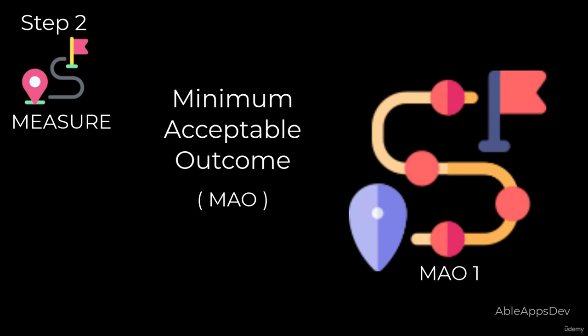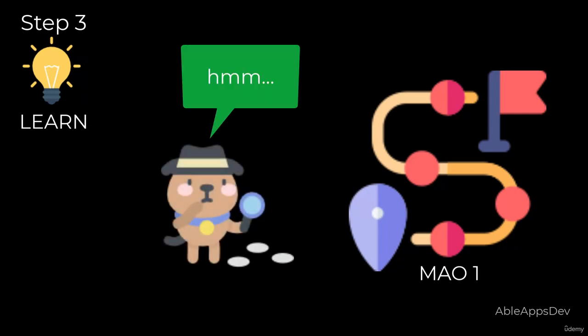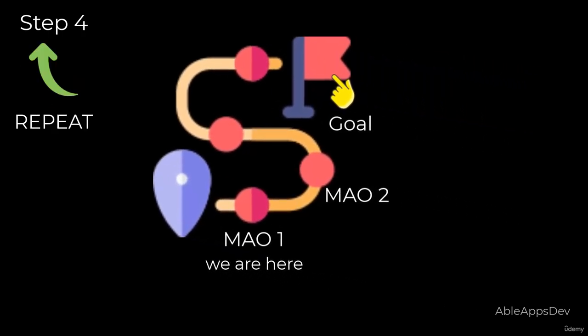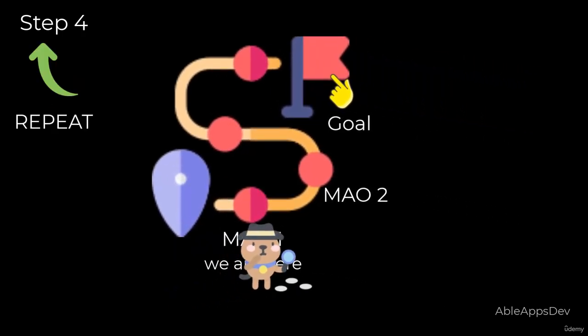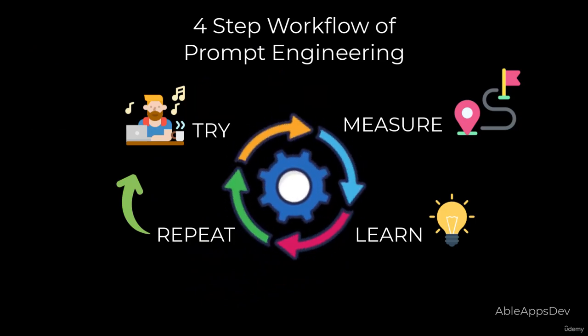Once you have achieved your first MAO, the third step begins: learn. In the third step, the prompt engineer analyzes where we are, where we need to go, what went well, what needs to be done better. And using all of this knowledge, the prompt engineer then creates another minimum acceptable outcome, or another MAO. Using all of this knowledge, the fourth step is you start trying things again to achieve the new MAO. And the cycle continues till the ideal outcome is achieved.